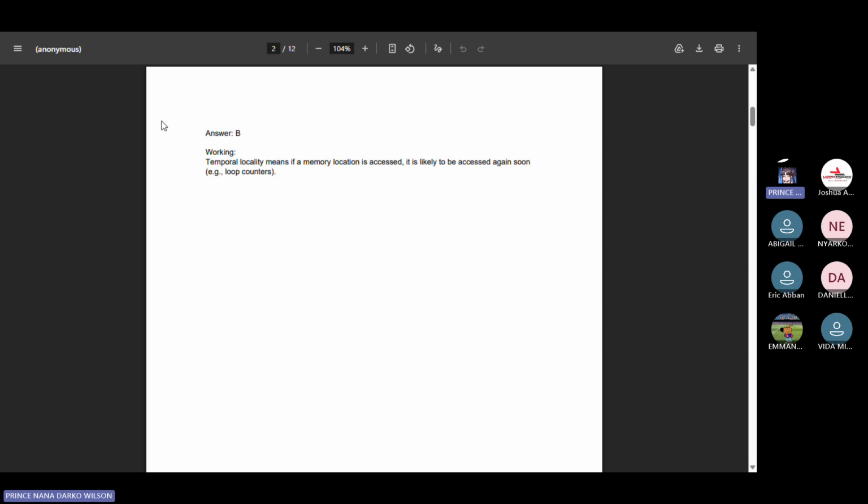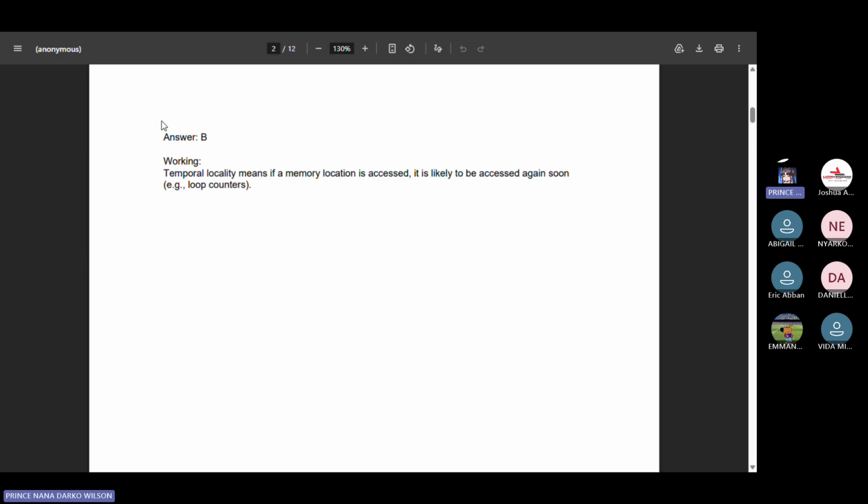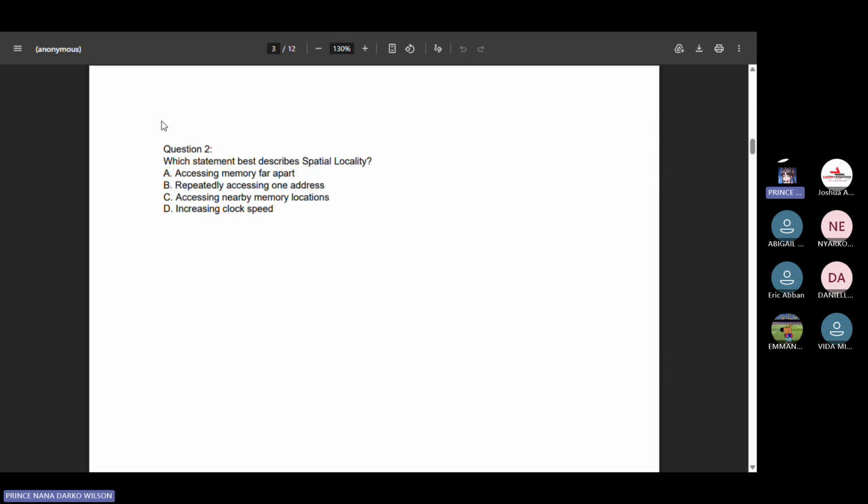Right, so the answer is B. It says temporal locality means if a memory location is accessed, it is likely to be accessed again soon. So, example, loop counters. Question 2, which statement best describes spatial locality?